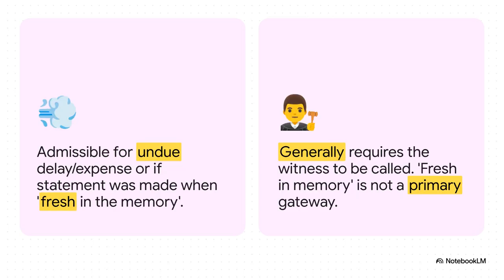And this wider approach continues even when the person who made the statement is available. Section 64 gives you these gateways, letting you argue for admitting their prior statement if, say, calling them would cause undue delay or expense. And even better, you can often get a prior statement in if it was made when the event was fresh in the memory. Now, that is a powerful tool that just doesn't really have a direct equivalent in Queensland law.